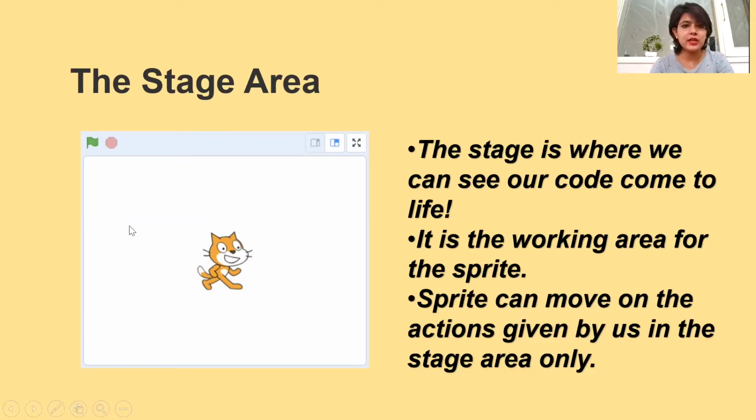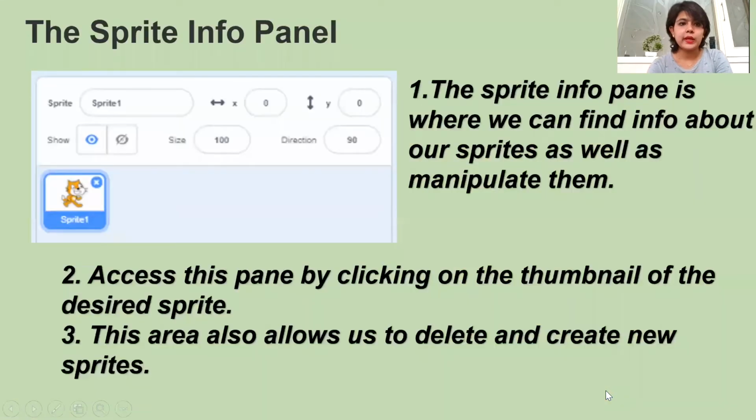So this is the stage area. In this area only, this sprite can work, move, rotate, whatever the program or code is. So now I think these two things are clear: what is a sprite? The sprite is going to perform every action which you have given in the code, and it will run in this area only, which is called the stage area. Okay, now what is this?